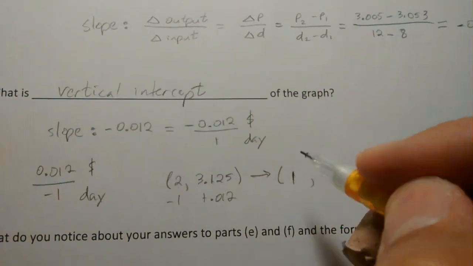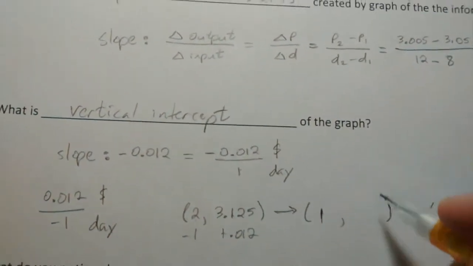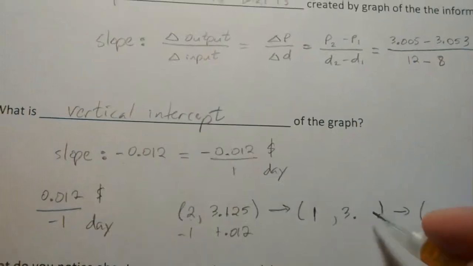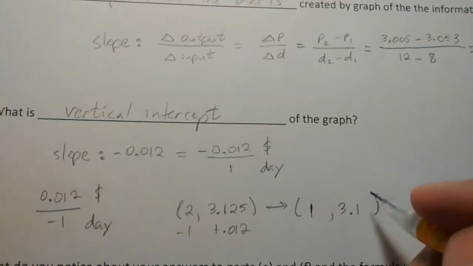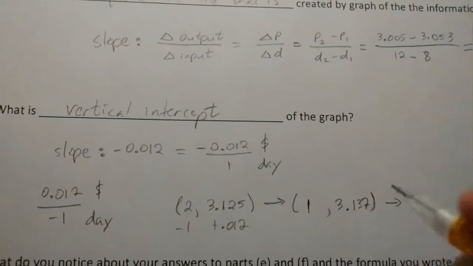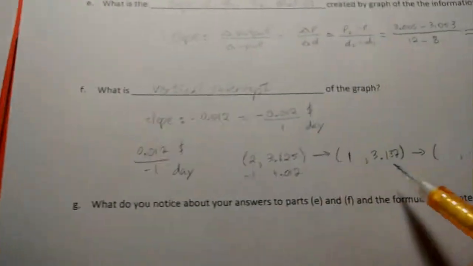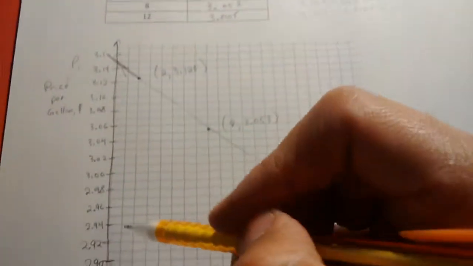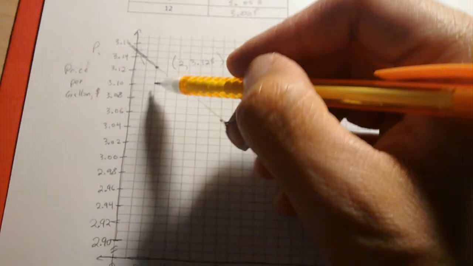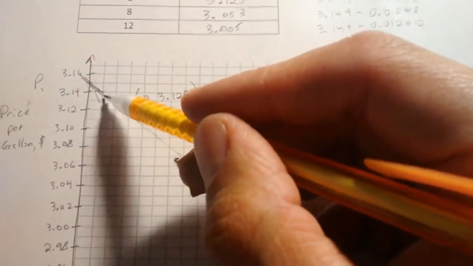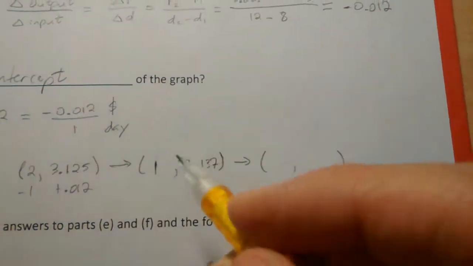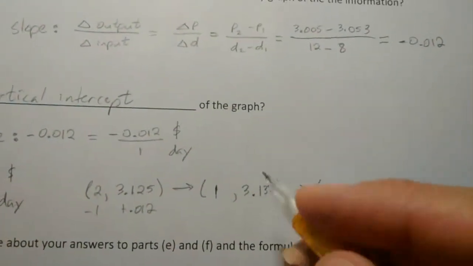So that would be 1, and if I add that, that would be 3.137. So 3.137 is what it was 1 day after, so I could graph that, 3.137, that looks to go right there. And then we can do it again to find out our vertical intercept.